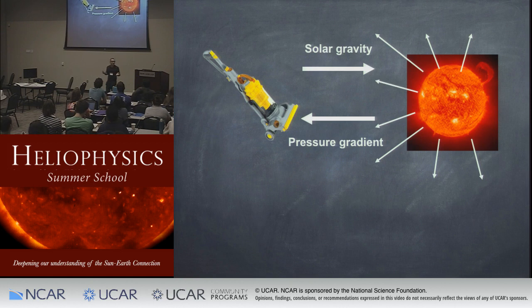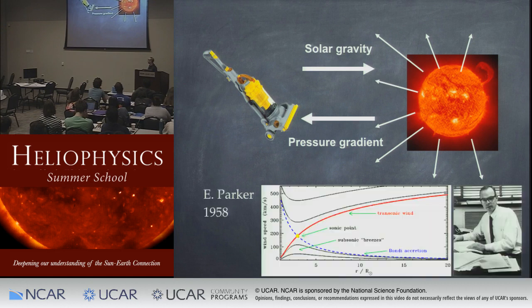Gravity, right? So there's a competition between this pressure gradient force from high pressure here and low pressure here, and gravity that pulls back all the material. But if a particle, for some reason, starts to leave the sun, gravity becomes weaker and weaker. And at some point, the pressure gradient will win. And that particle will be sucked into space and accelerated to some asymptotic speed. This is what we call thermal acceleration, or the hydrodynamic acceleration.